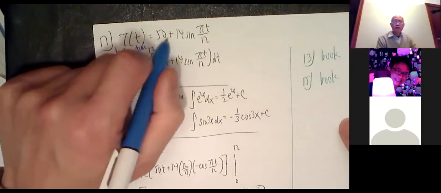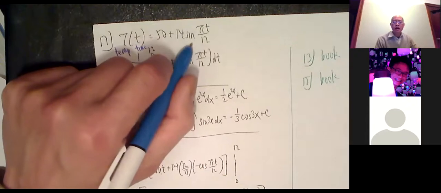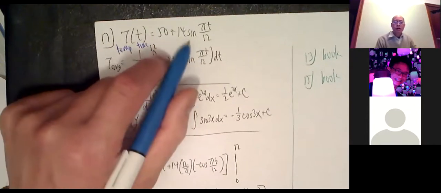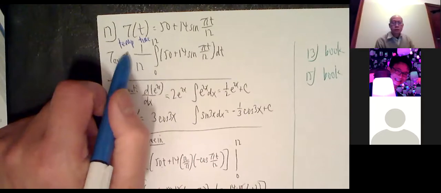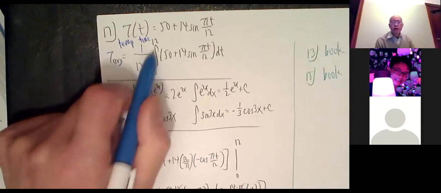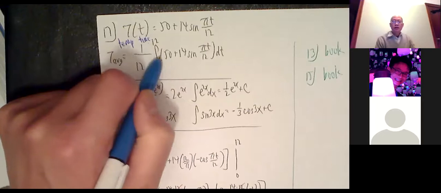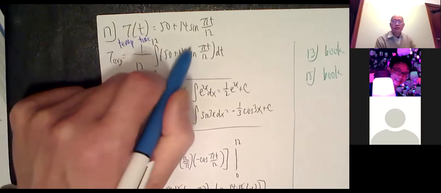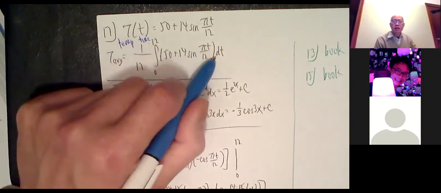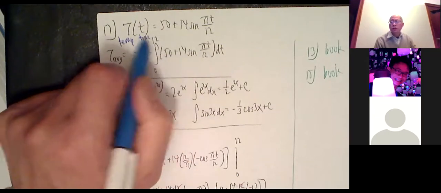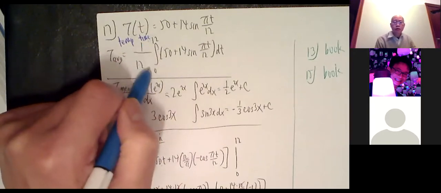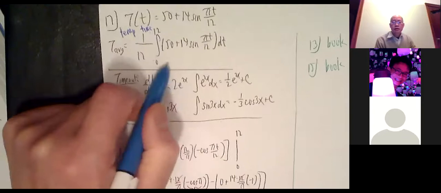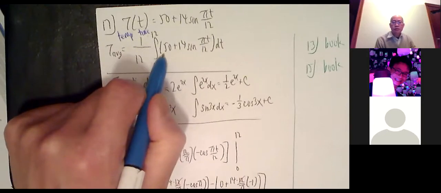Here's a formula, 50 plus 14 sine of pi t over 12, over a 12-hour period. And they say find the average value over a 12-hour period, which means it's 1 over 12, integral from 0 to 12 of 50 plus 14 sine of pi over 12 t dt. So they just want the average value of this function over a 12-hour interval. So 0 to 12. Now this is pretty easy, 50t.